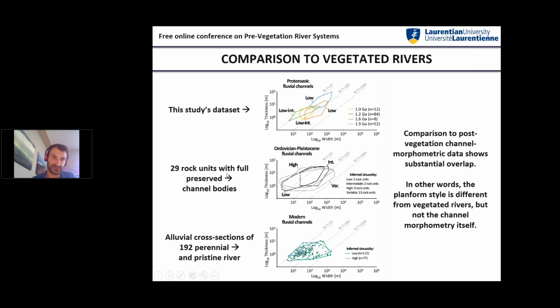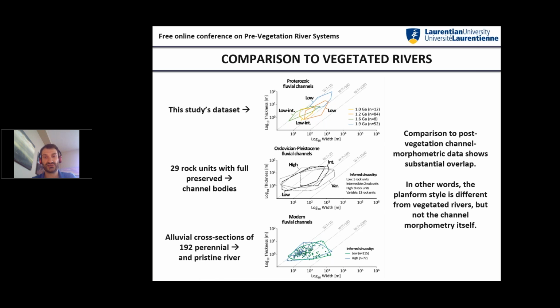So the study dataset was compared with 29 rock units compiled from literature that exposed fully preserved channel bodies, both active and abandonment interval, and with a compilation of 192 perennial cross-sections from perennial alluvial rivers not modified by anthropic activity.